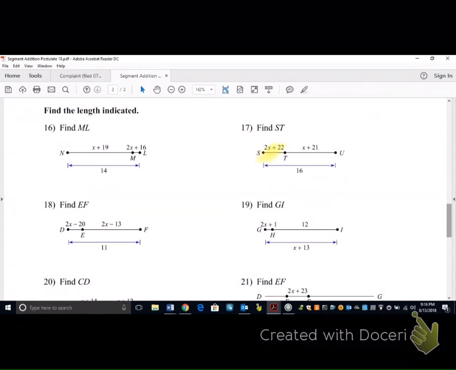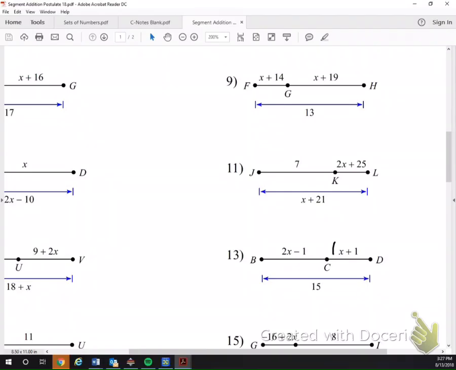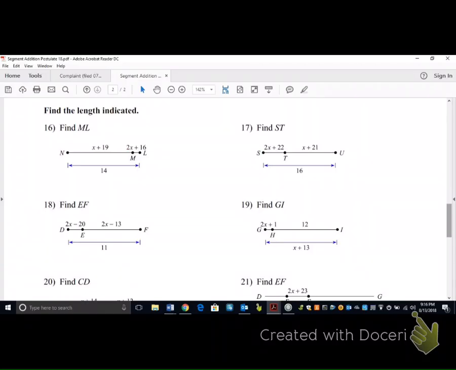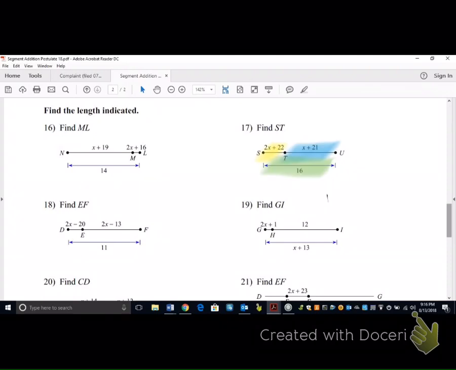Next, we are going to look at number 17. So what we're going to do is, again, step 1, color code. Yellow, blue, green. Step 1, color code. There we go.